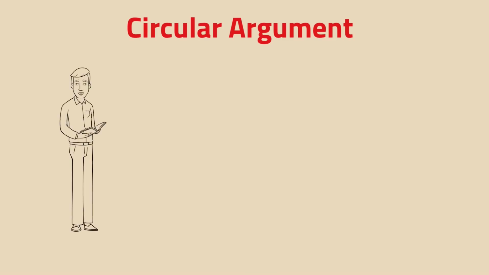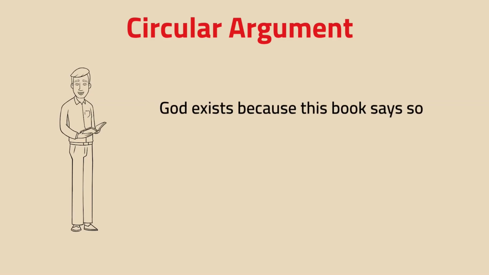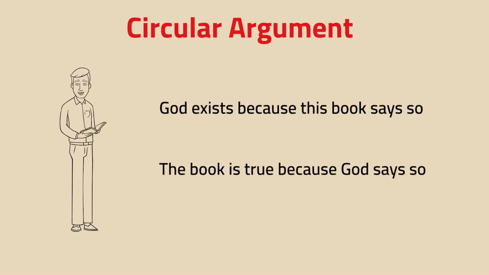The classic example concerns the existence of God. They might say, God exists because this book says so, and that we should believe this book because God says so. Again, the circularity here is clear. The argument tells us nothing about the existence of God or the validity of the book. If we are interested in the existence of God, then we should find better non-fallacious arguments. The circular argument is just no good.